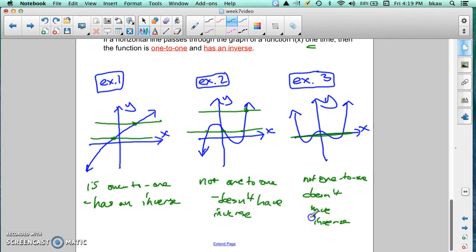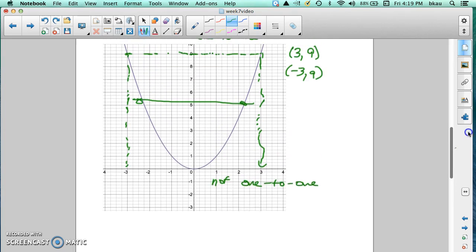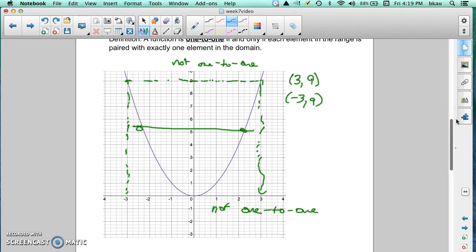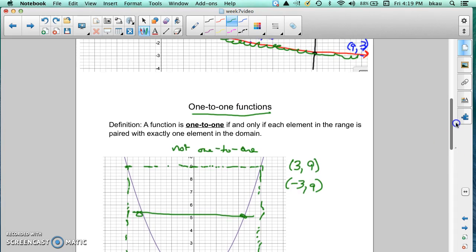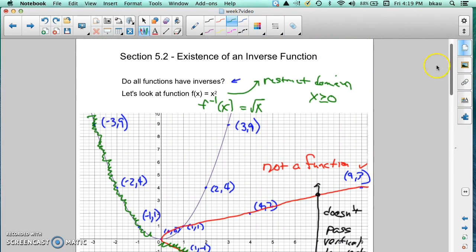So what we're doing here is looking at when there's only one x element, one domain element, for every y or every range element. If we can draw a horizontal line and get it to cross just once, that means it is 1 to 1. If we get it to cross more than once, then it's not 1 to 1. 1 to 1 functions are important because that tells you whether there is an inverse and we can define it.